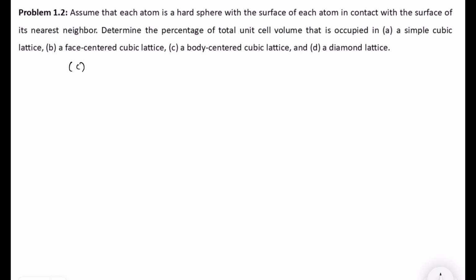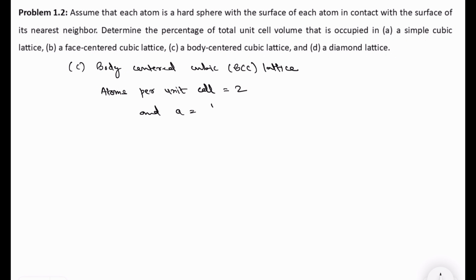C. Body-centered cubic, BCC lattice. Atoms per unit cell is equal to 2 and a is equal to 4r over √3. Now APF is equal to 2 times 4/3 πr³ over a³. We'll substitute the value of a and simplify this.